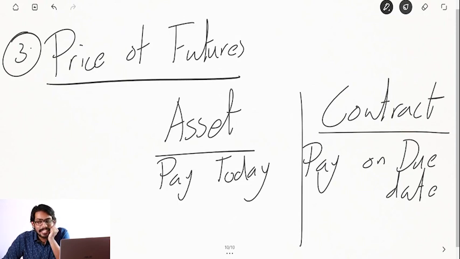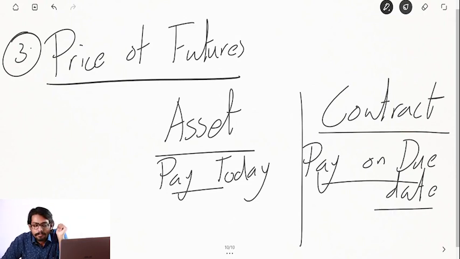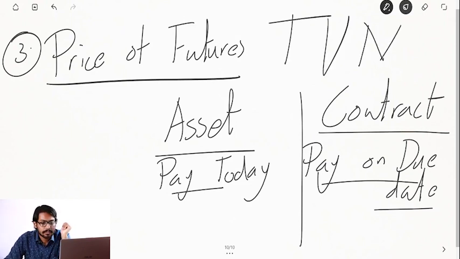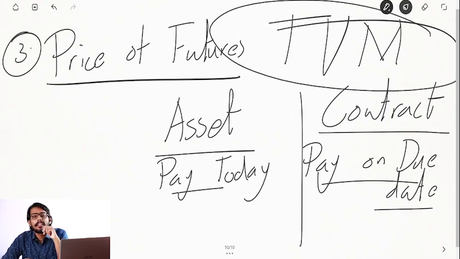Now, CA students now very well know what happens. What is the difference between paying today and paying after 1 year? Suppose the due date is after 1 year. There is a time value of money difference. If you are buying an asset, you have to pay today. Or in installments, you have to take a loan and pay today, and the loan has to be repaid in installments. That's a different story. Interest will come over there. Ignore that. You have to pay today. Contract means you have to pay after 1 year.